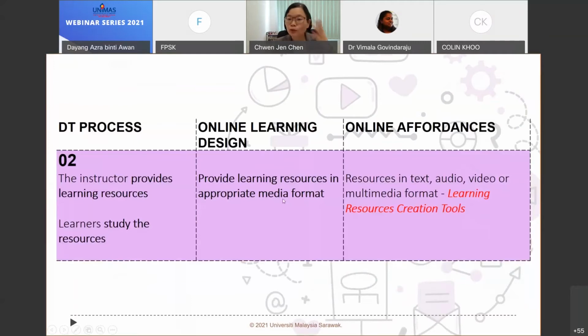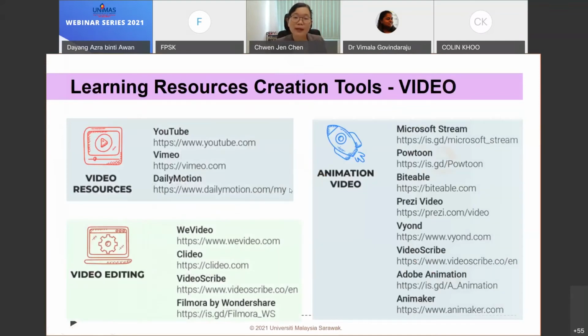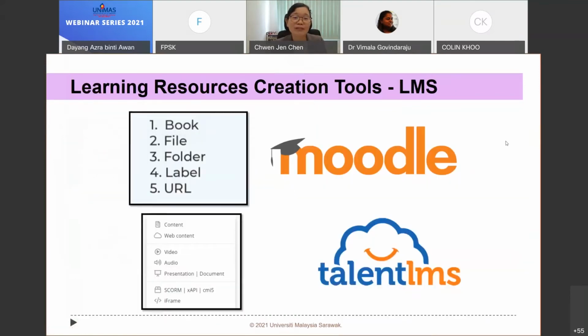Now, to provide the learning resources in appropriate format, it also means that you as the instructor need to know some of the learning resources creation tools, right? So that only then you can provide the resources. So what are the learning resources creation tools? If in Moodle, in Elite, for example, you can actually have these kinds of functions for you to create your content, right? You can create a label, you can create a folder and things like that. Then you can start to create your content, right?